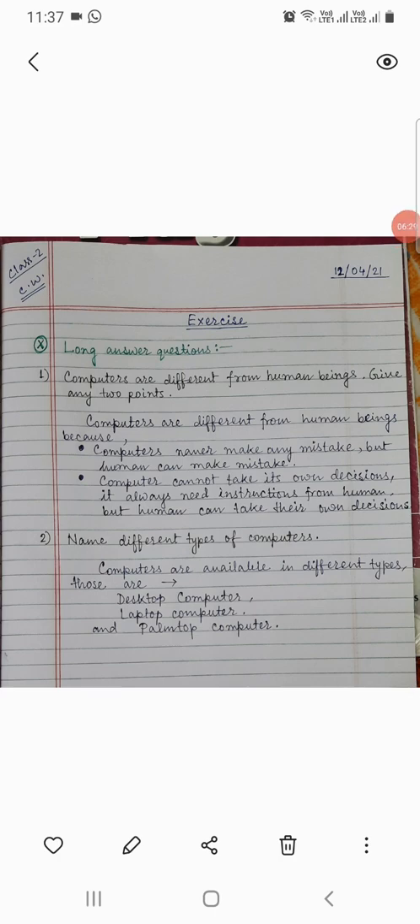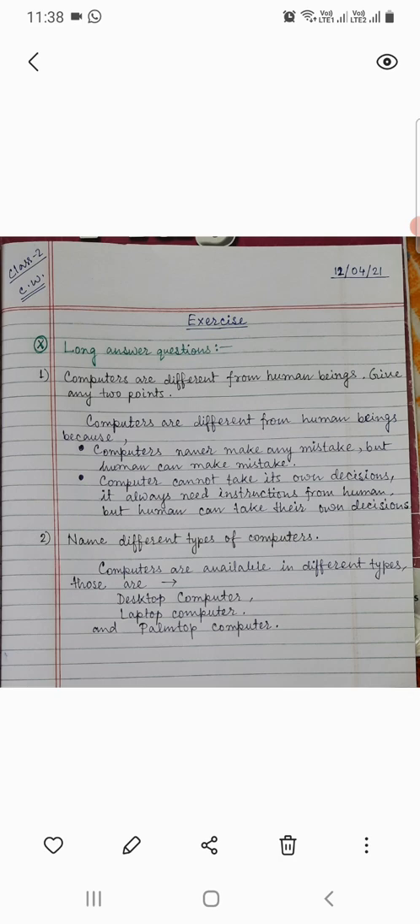Now we will discuss the long answer questions that I have already given you in yesterday's class. Today I will just dictate those answers, and you have to check your copy, whatever you have written in your copy, whether it is right or wrong. Then we will go for our classwork.